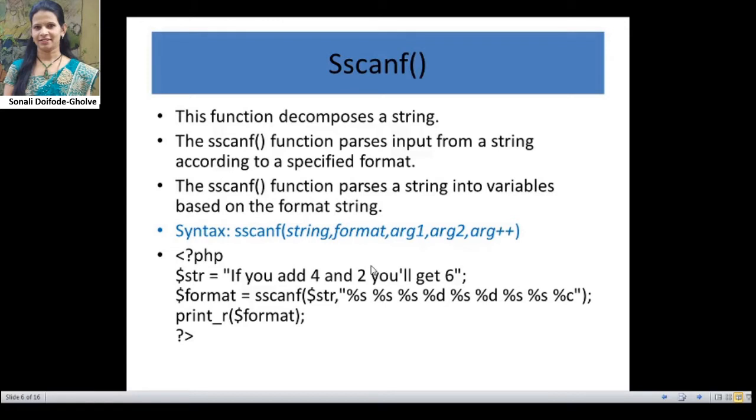Next function is sscanf. This function decomposes a string. This sscanf function parses input from a string according to a specified format. Here we are using different format specifiers to decompose a string. Here is an example with $format and the number of format specifiers used. The syntax is sscanf, string, comma, format, comma, argument 1, 2, 3 up to n. So here we are using the string as, if you add 4 and 2 you will get 6.